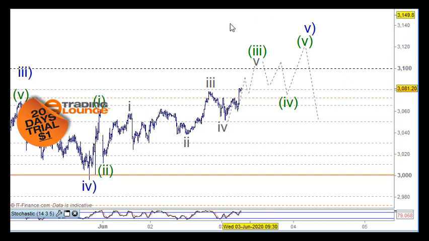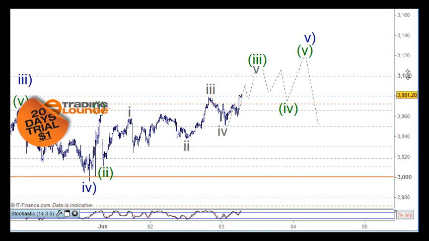So I'm kind of looking at this top here finishing around the 6th of June. So that gives us a little while. It's the 3rd today. So we'll see this play out here.